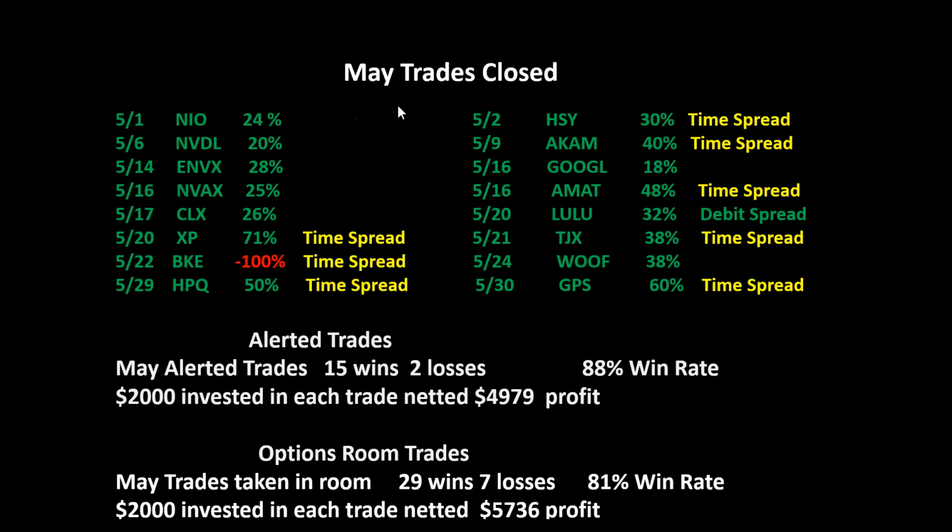Okay, these are May, and in May we had nice percentage gains here, the same as we usually do. Time spreads, which we talked about, those are our earnings trades. Again, May 15 and 2, 4,900, 88% win rate. May trades in the room, 29 and 7, 81% win rate, netted 5,736.